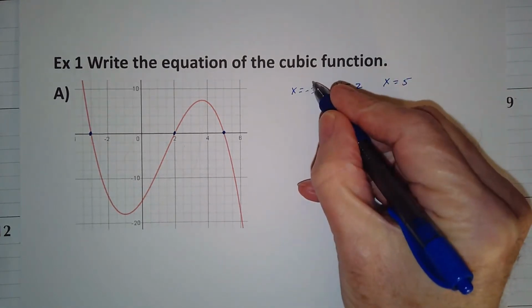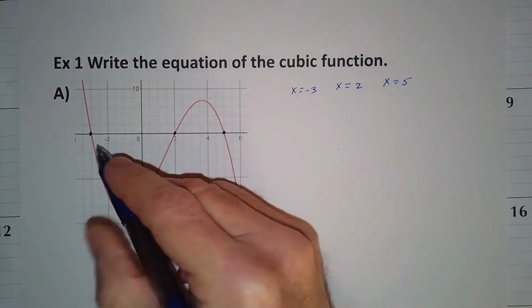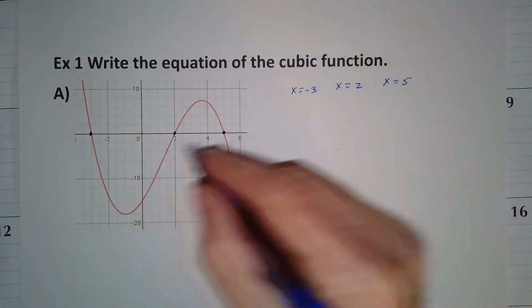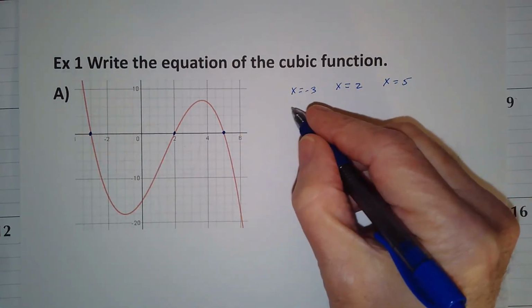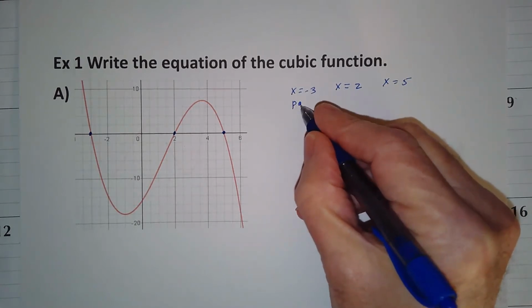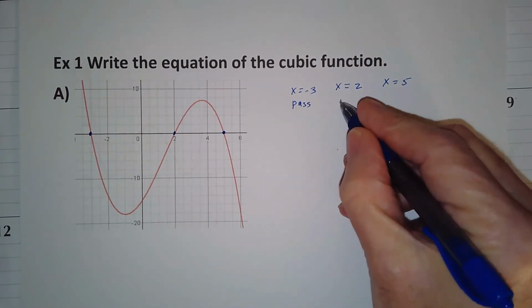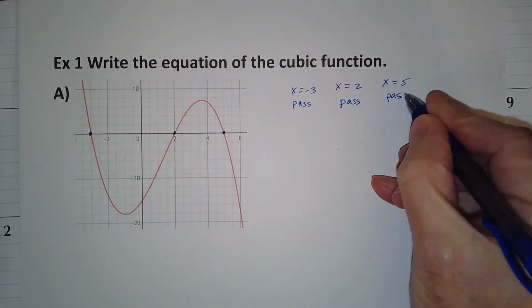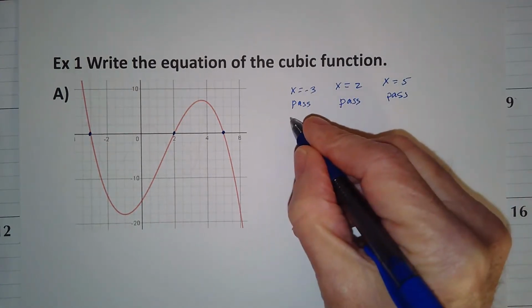And if you remember what we're going to do, we're going to look for the multiplicity. So each of these passes through the x-axis. So because they pass, remember to pass, these are all passes. So that means that this is a multiplicity of 1.